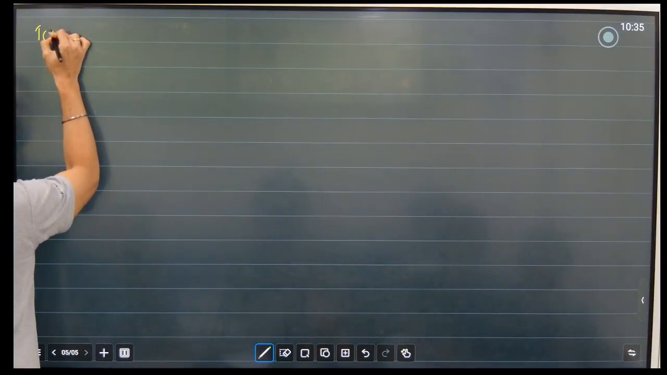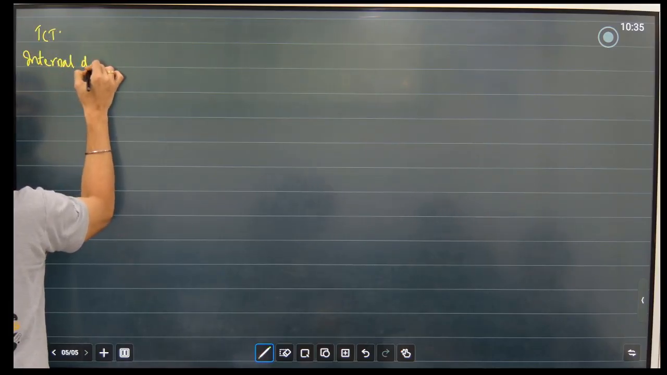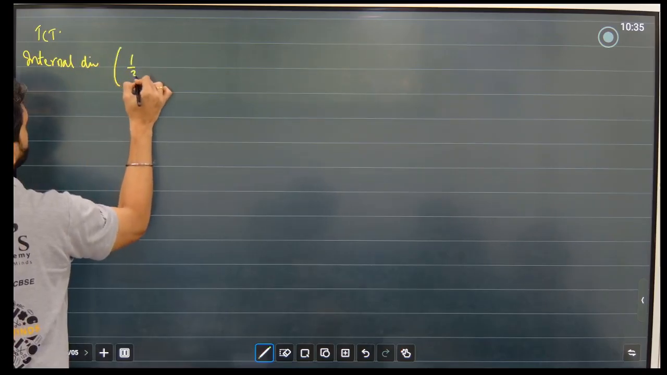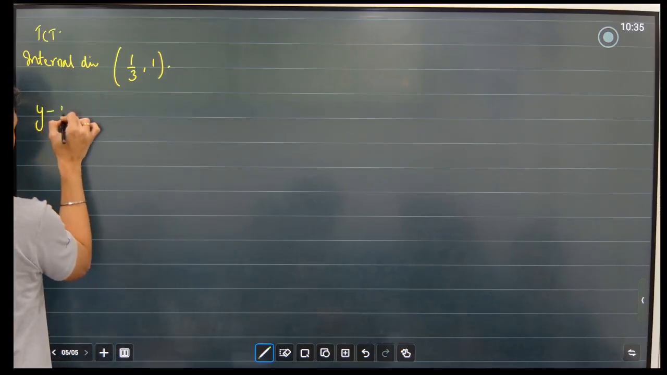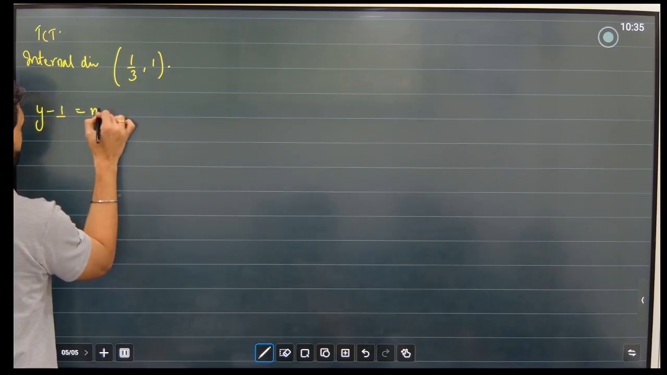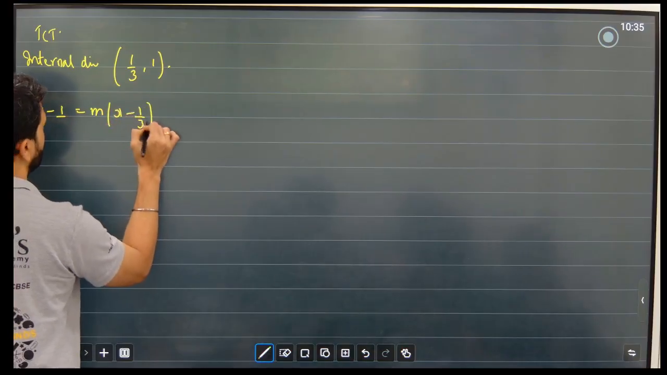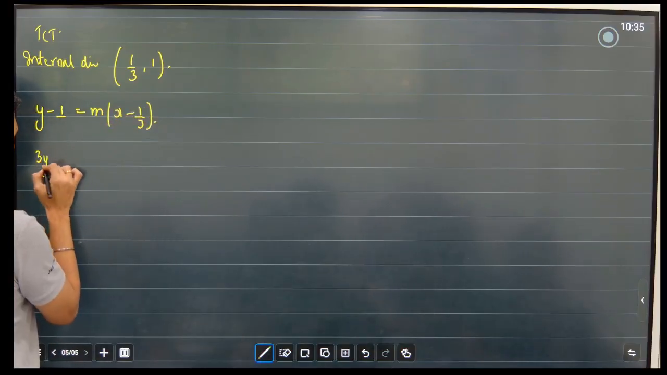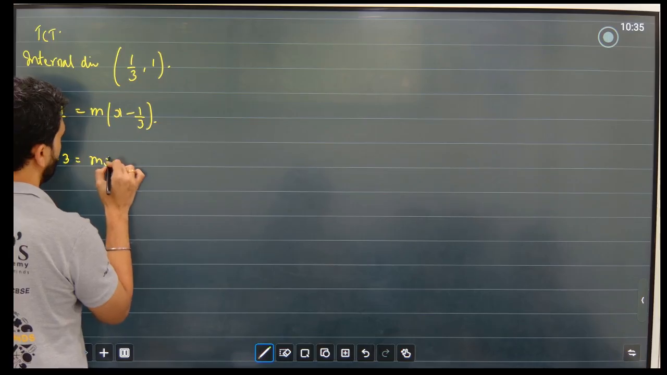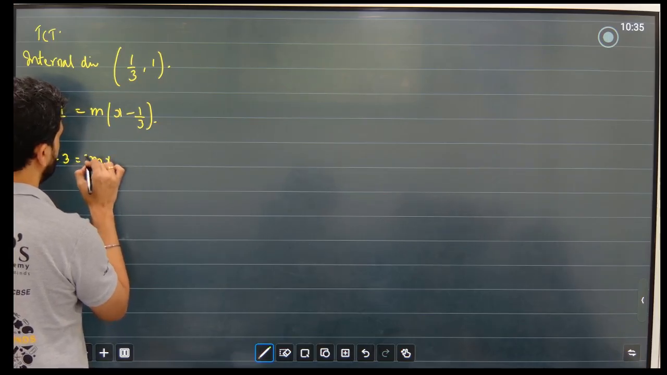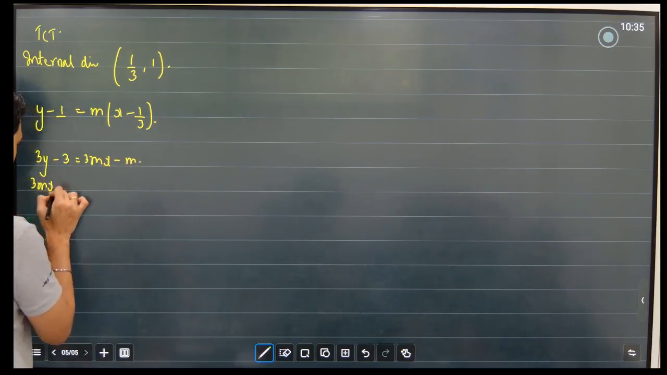For transverse common tangent, we'll do internal division. And if you do internal division, we get the point as 1 by 3 comma 1. And it will become y minus y1 is equal to m into x minus x1. So 3y minus 3 is equal to 3mx.